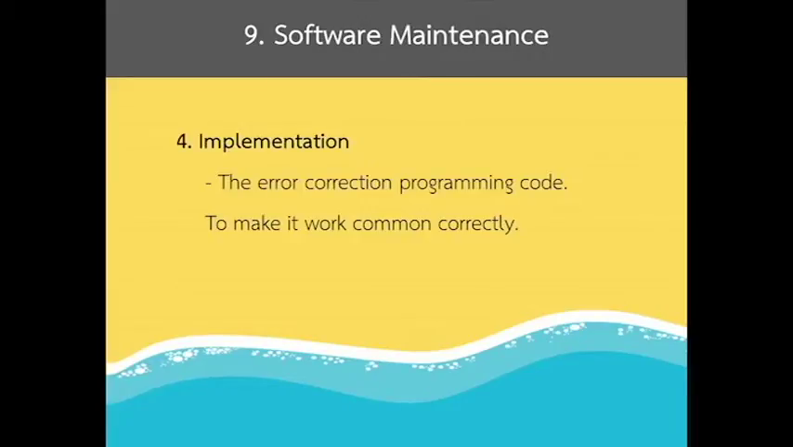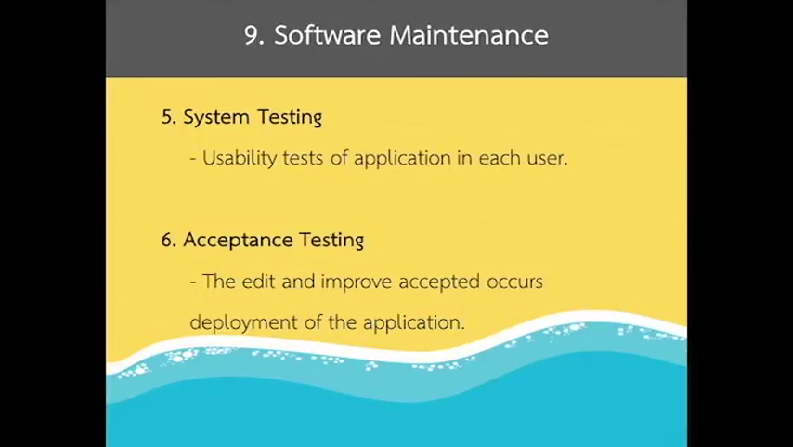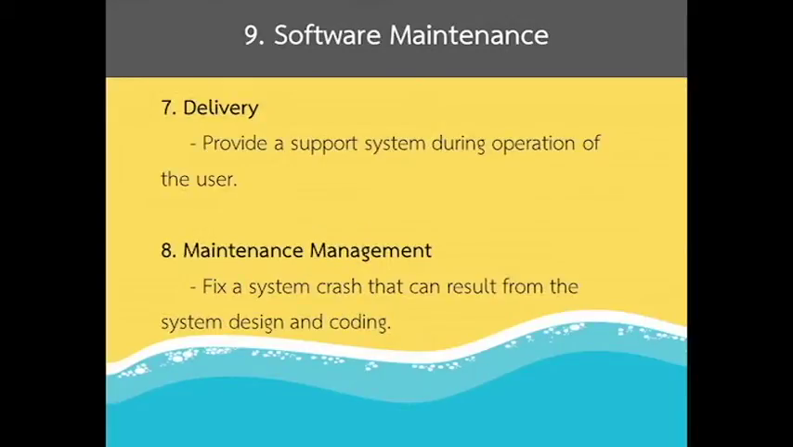4, implementation: the error correction programming code to make it work correctly. 5, system testing: usability test of the application by its users. 6, acceptance testing: edit and improve what is accepted before deployment of the application. 7, delivery: provide a support system during operation for the user. 8, maintenance management: fix a system crash that can result from the system design and coding.